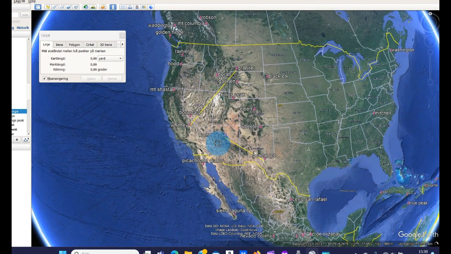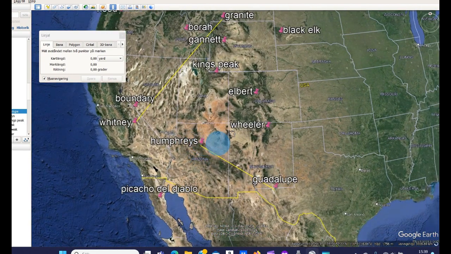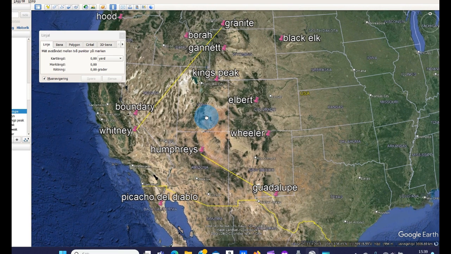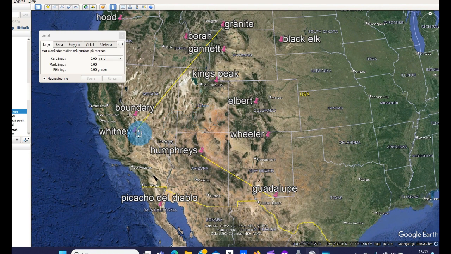And just to show you what I mean, if you haven't seen any of my other videos with mountains, here I marked the highest mountain in each state here in the western United States. And this is basically where all the high mountains are in the United States and Canada, to the west.